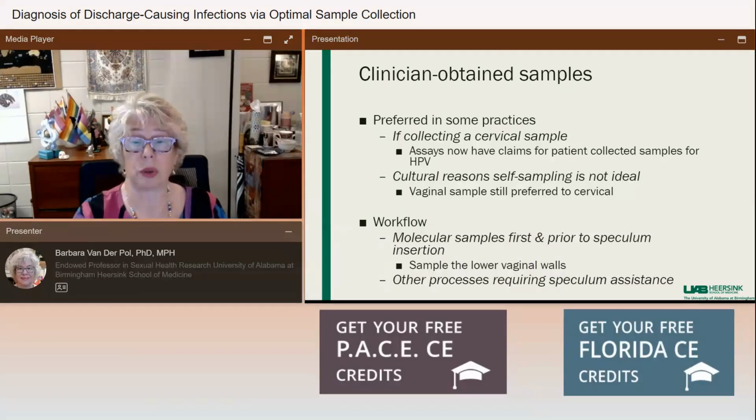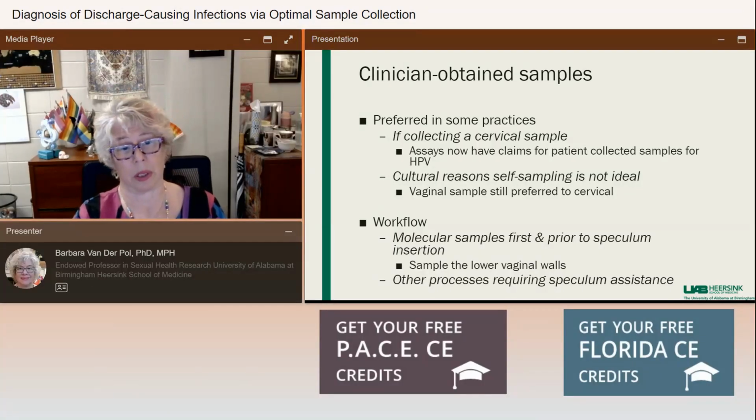Now, if there's a cultural reason that someone doesn't want to do self-sampling, that might be a reason that you would do clinician-obtained samples. But still, a vaginal sample is preferred to a cervical, and a vaginal sample is preferred to urine if it's acceptable to the patient. There are cultural reasons, and there are also trauma-informed reasons why sometimes a vaginal sample is just not appropriate, and that's fine. Do a urine specimen, and it's the best that you can offer for that patient, for all the reasons that you've taken into consideration.